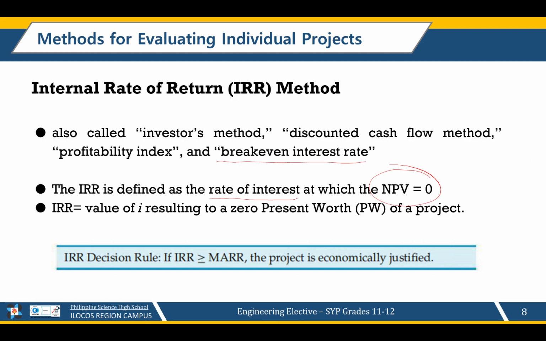Okay, so essentially for this method we are finding the rate of interest. So I here is missing. IRR is the value of I wherein the NPV or the present worth of the project is 0. Okay, so what will be our decision? If we have solved for an IRR, then we can compare that to the given MARR, or the hurdle rate. If IRR is greater than the hurdle rate, the project is justified.